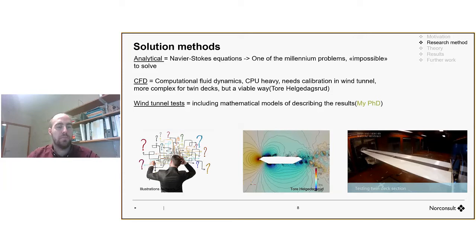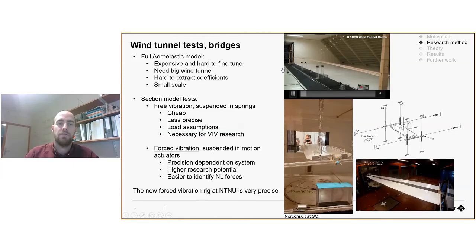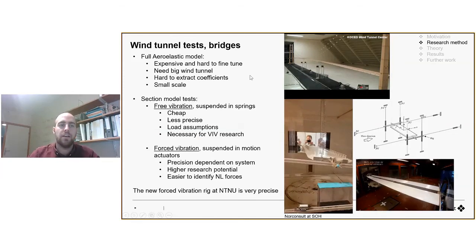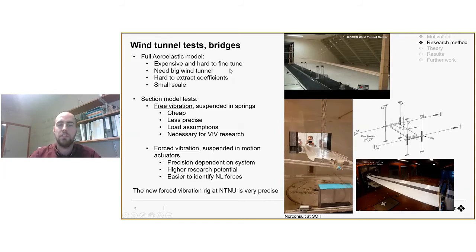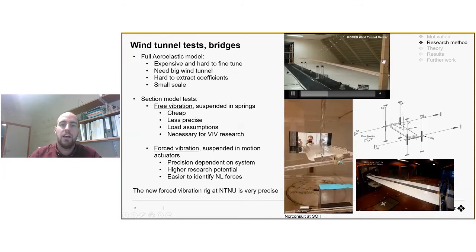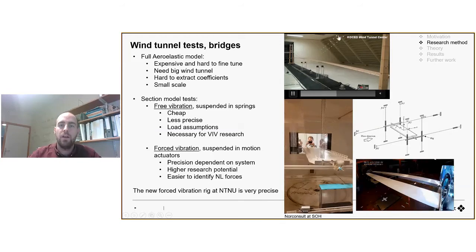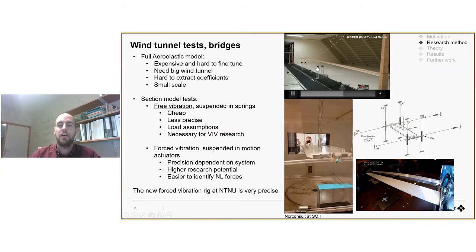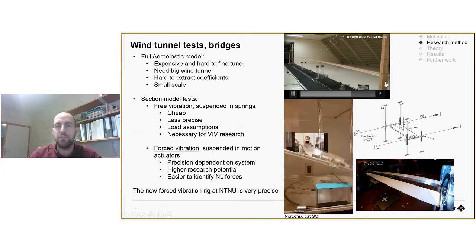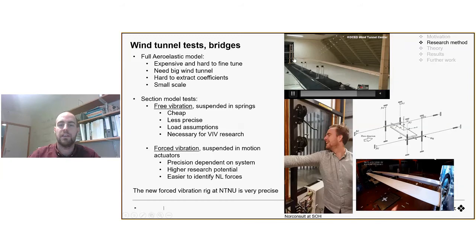So the last approach is the wind tunnel testing that I do. We test the cross section in the wind tunnel, and we try to fit mathematical models, or simplified mathematical models, to the test results when you measure the input and output. Then we have different kinds of wind tunnels. You have the full aeroelastic model test, where you actually build the entire bridge with cables and hangers and stuff. I guess this is like 14 meters wide, so you need a really big wind tunnel.